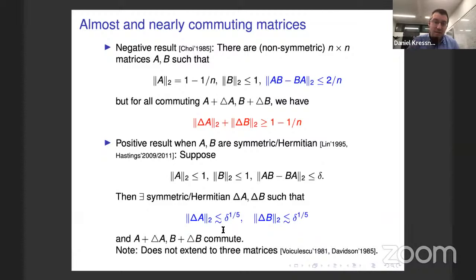So maybe you see the norm of the commutator is 10 to the minus 15, but I actually need a 10 to the minus 3 perturbation to make them really commute. This is a bit fun because Hastings published a paper in 2009 with delta to the 1/6, and 2 years later, there's an unrefereed arXiv preprint which claims delta to the 1/5. So you're invited to try to improve this. Plus, the result does not extend to three matrices. There are counterexamples, even if the matrices are symmetric. So looking at all the possible commutators is not going to tell you a lot about whether these matrices are nearly commuting.